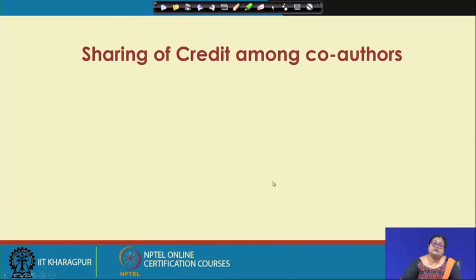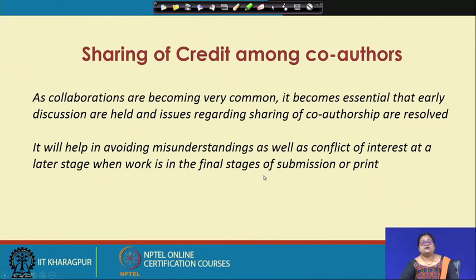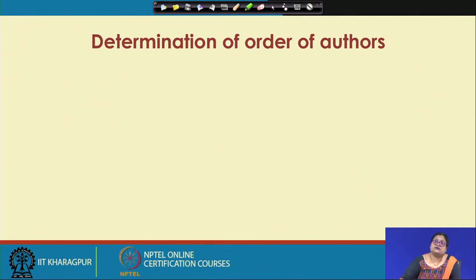There is no credit given by putting off the text either in terms of apostrophes, brackets or quotations, so that we can understand this portion is by the original author. So, how do we share credit amongst co-authors? As collaborations are becoming very common, it becomes essential that early discussions are held and issues regarding sharing co-authorship are resolved. It will help in avoiding misunderstanding as well as conflict of interest at a later stage, when it is in submission or in print.